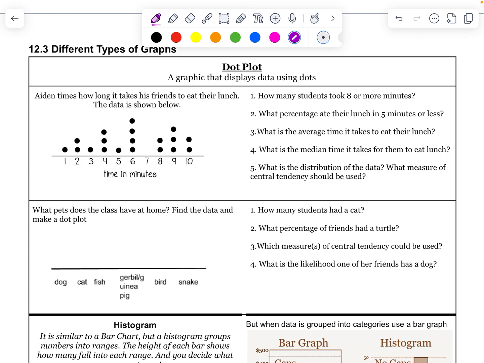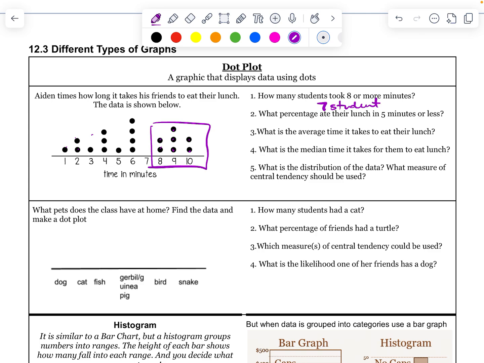Aiden times how long his friends take to eat their lunch. The data is shown below. How many students took 8 or more minutes? So each one of these dots, y'all, is a student. So that student taking 8 or more minutes is all of these people. 1, 2, 3, 4, 5, 6, 7. 7 students.